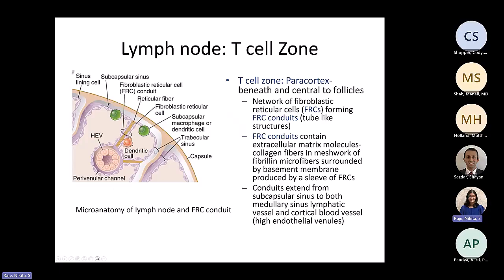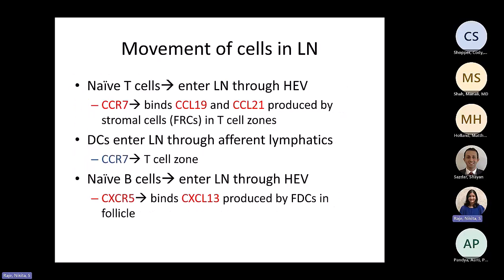So here, the T cells are the ones that are going to be attracted to this region because the FRCs produce chemokines that help attract T cells to this region. So that's the part of the lymph node that's called the T cell zone. So talking about how these T cells end up in the T cell zones, and then the B cells end up in the B cell or follicular region or the cortical region of the lymph nodes.